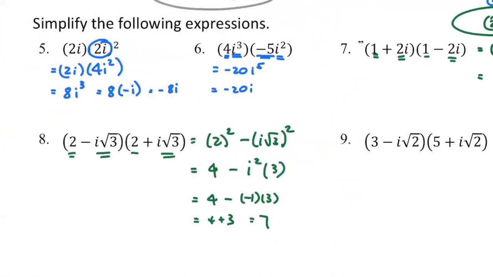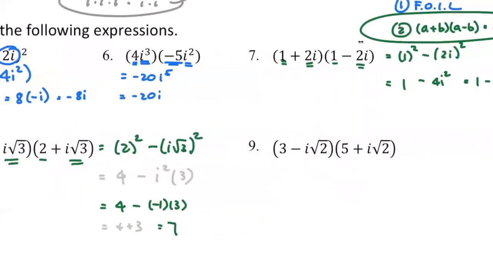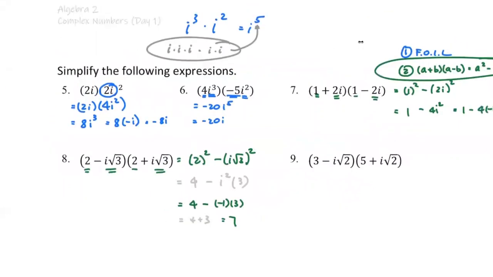Now, to be honest with you, this middle step right here, I probably would not write it. Same thing over here. I would not write down 4 plus 3, because I can see it's 4 minus negative 3, so I do 4 plus 3 in my head and go straight to 7. So number 7 and number 8 are ones where you can see a plus b, a minus b, so you can do this a lot easier. If you look at your homework, you can practice questions 23 to 26 on the back page.